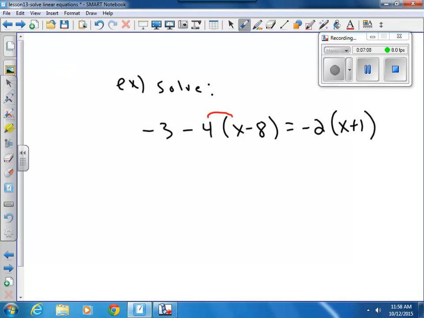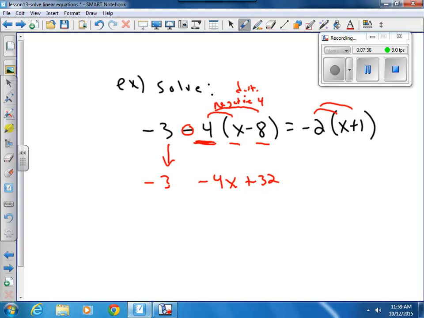Again, as soon as I see parentheses, I gear myself up for the distributive property. And I ask myself, am I distributing a 4 or a negative 4? Well, that negative belongs with that 4. So if you want to make a reminder here, distribute negative 4. Okay, well then negative 4 times x is negative 4x. But negative times a negative makes a positive, so that'll be positive 32. This negative 3 here just follows along.